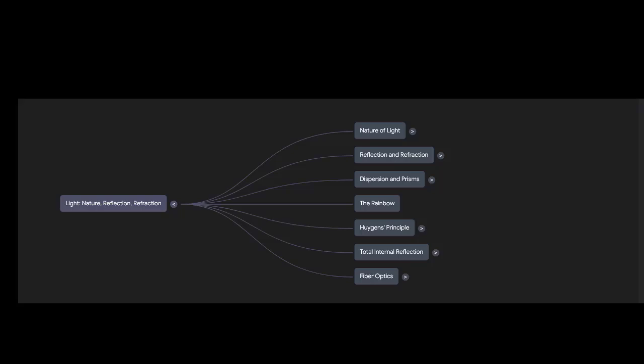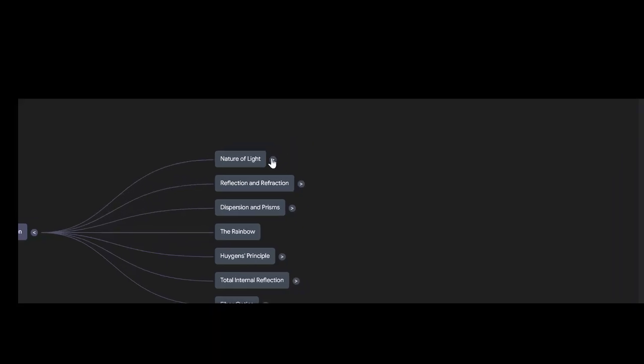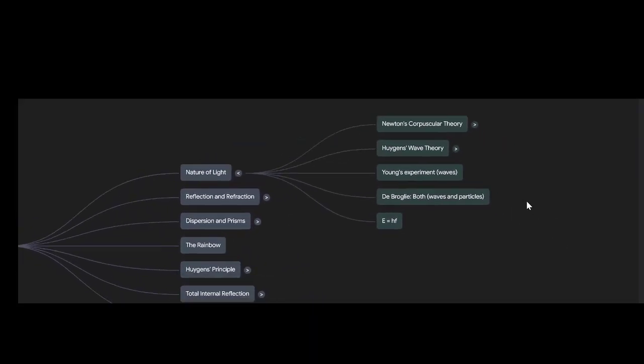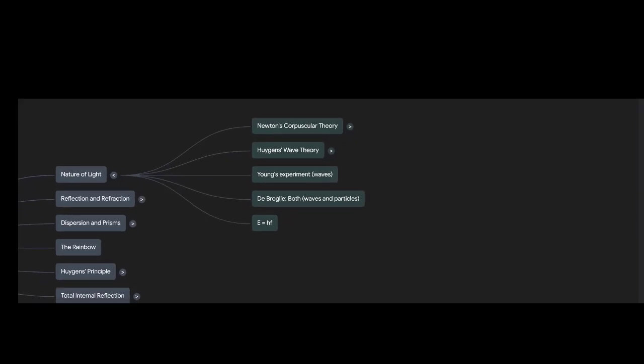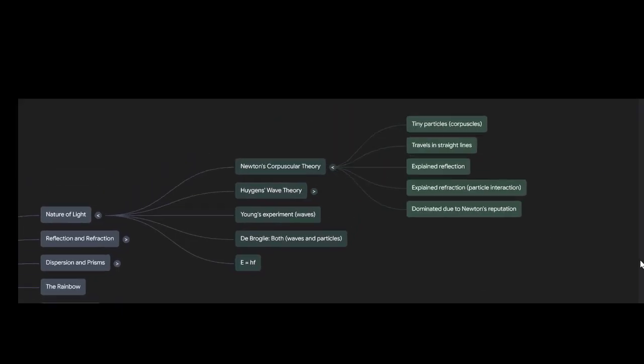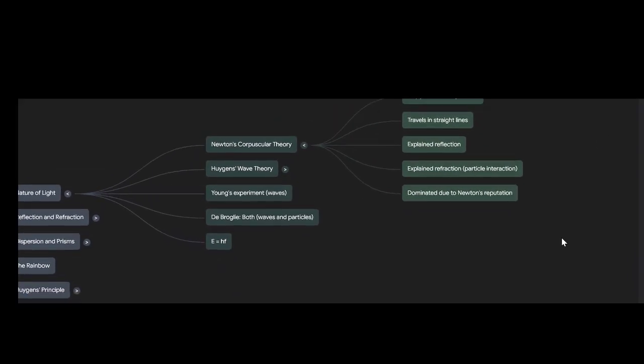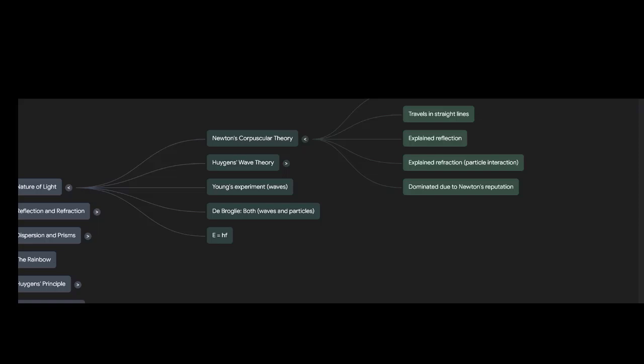Right. He proposed light was made of tiny particles. Corpuscles, he called them. Like little bullets. Sort of, yeah. Flying in straight lines. And he figured reflection is these particles bouncing off. Refraction is them interacting with the material and changing path. Yeah. It made sense at the time. Especially coming from Newton. But Huygens saw it differently.